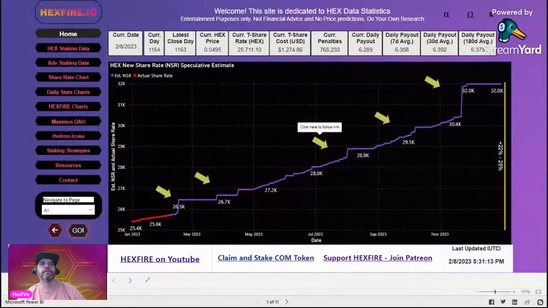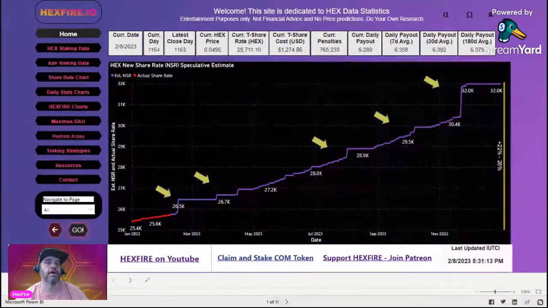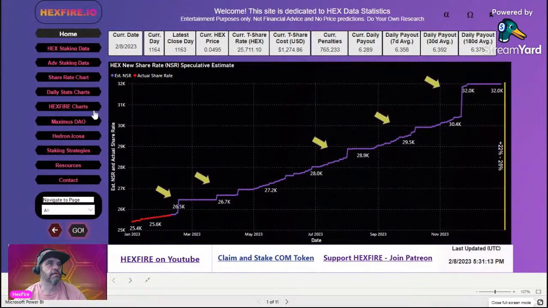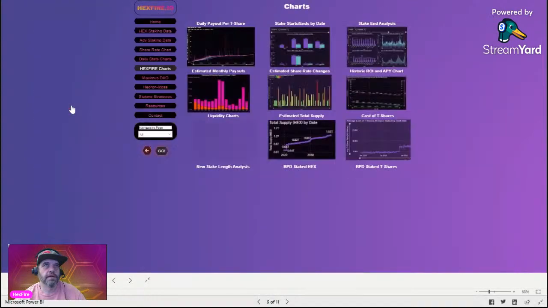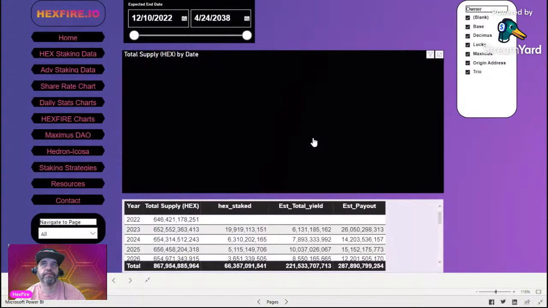Let me see if this shows up okay on our screen. Okay, it's there. In terms of what's happening with supply that's coming out, perhaps this would be something to add to this. We have the estimated total supply chart here.